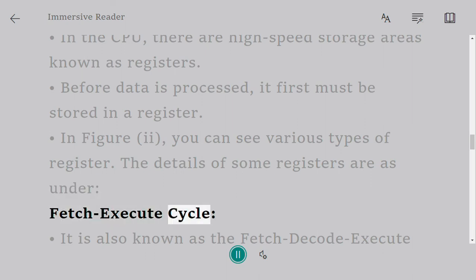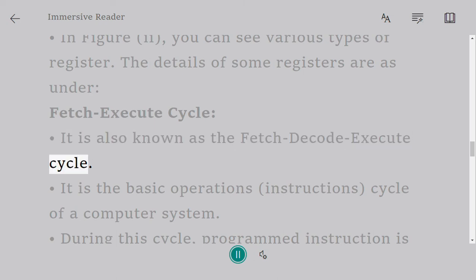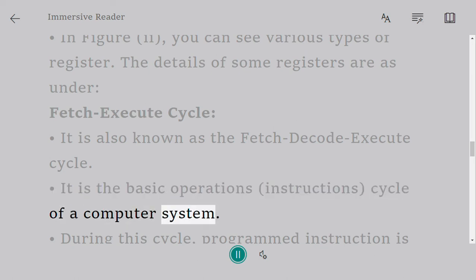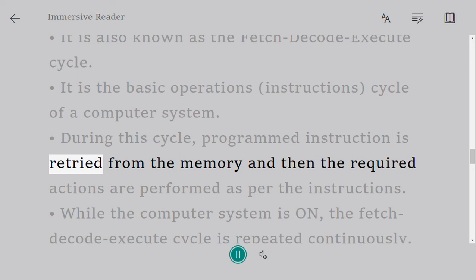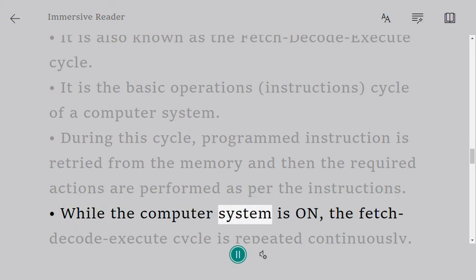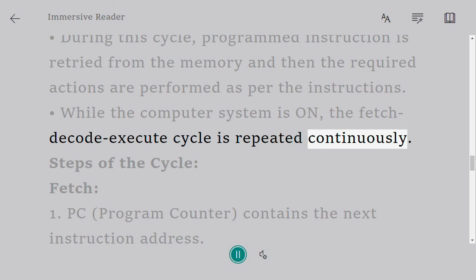Fetch-Execute Cycle. It is also known as the Fetch-Decode-Execute Cycle. It is the basic operating, or instruction, cycle of a computer system. During this cycle, a programmed instruction is retrieved from the memory, and then the required actions are performed as per the instructions. While the computer system is on, the Fetch-Decode-Execute cycle is repeated continuously.